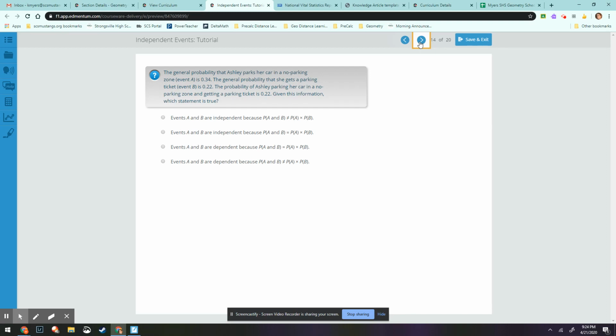So again, if you have the two individual probabilities and the probability of them both happening, you want to multiply them together to see if they're independent or dependent. And when I do 0.34 times 0.22, I get 0.0748, which means that they are not independent. They are definitely dependent. And the reason I know that is because the individual probabilities do not multiply to the compound probability.